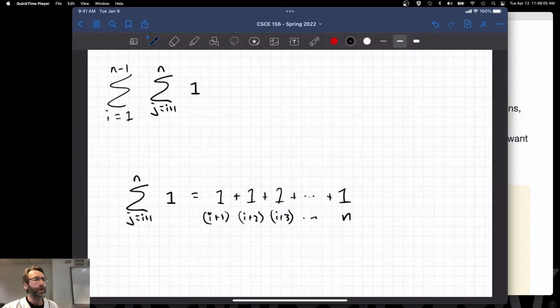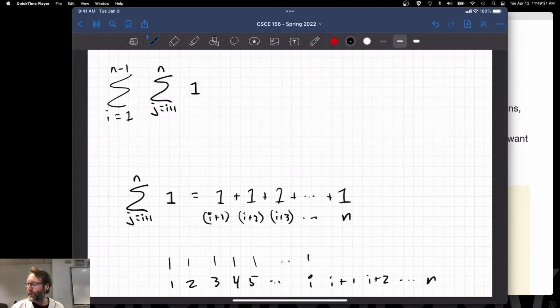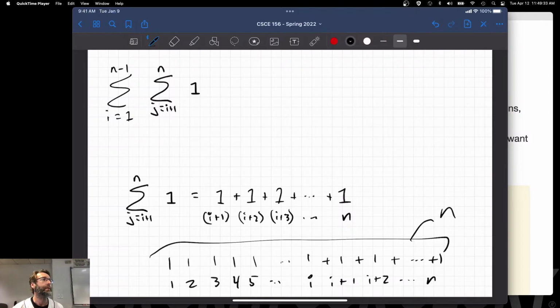What if we did start from 1? 1, 2, 3, 4, 5, up to I plus 1, I plus 2, up to n. And we just did 1 plus 1 plus 1 plus 1 plus 1, plus 1 plus 1, plus 1. Now, if I had started at 1, your answer would be easy, right? There are n of them. We didn't start there, though. Where did we start? Right here.